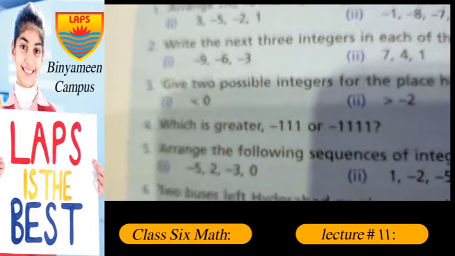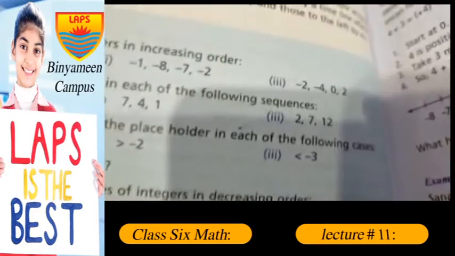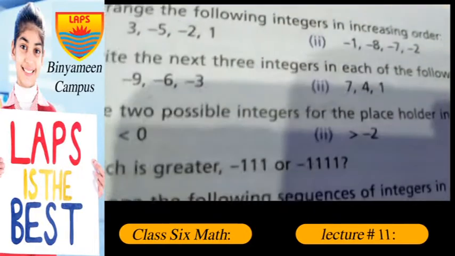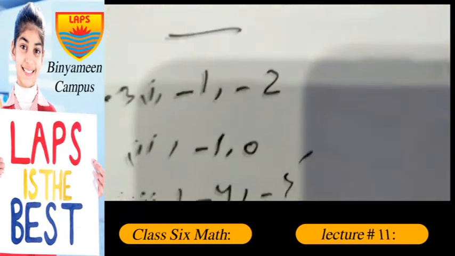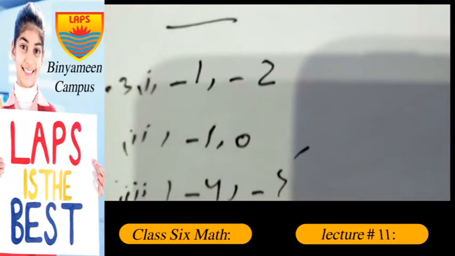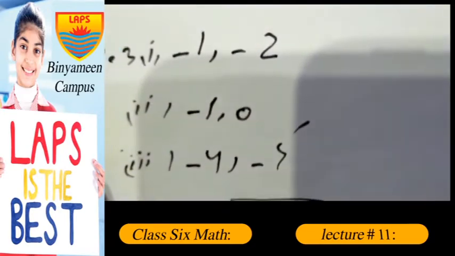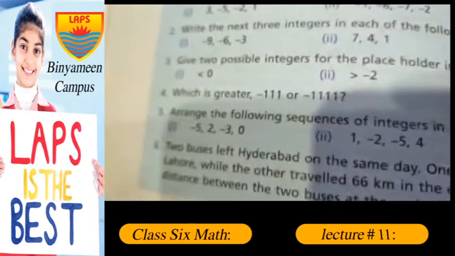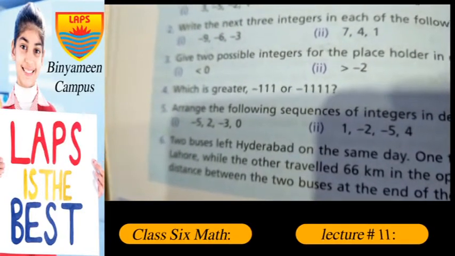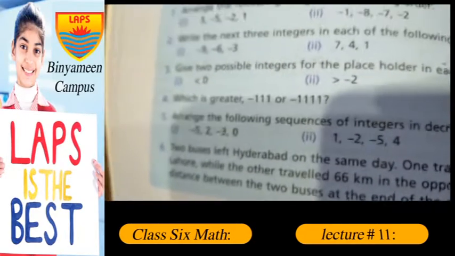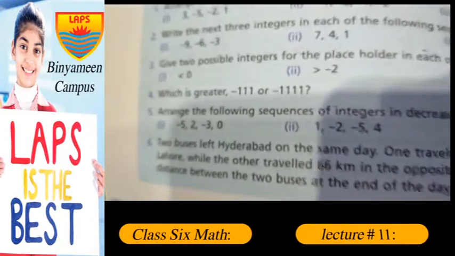Question number 3, give 2 possible integers for the placeholder in each of the following cases. 0 is greater than minus 1 and minus 2, and part 2 answers minus 1 and 0, and then part 3 answers minus 4 and minus 5. Which is greater, minus 111 or 111? The greater value is 111.